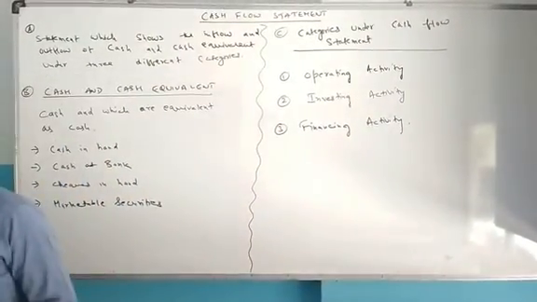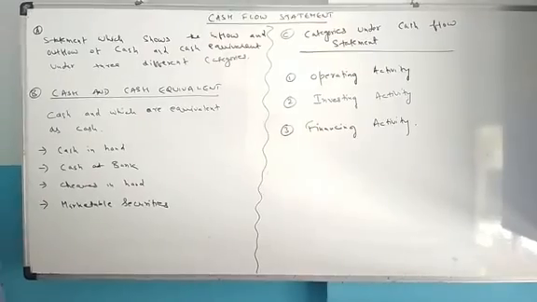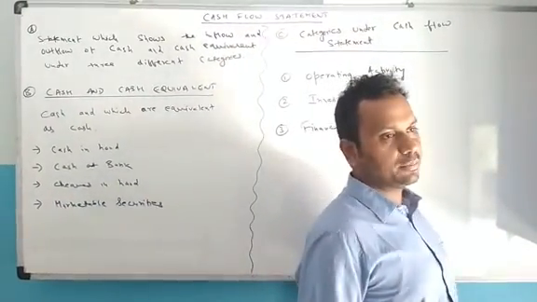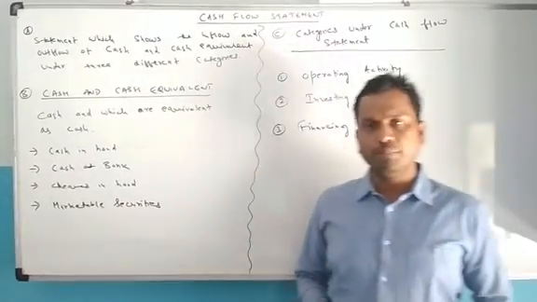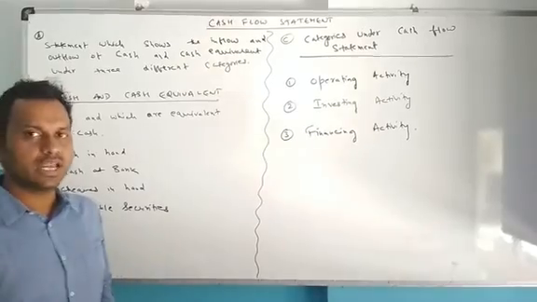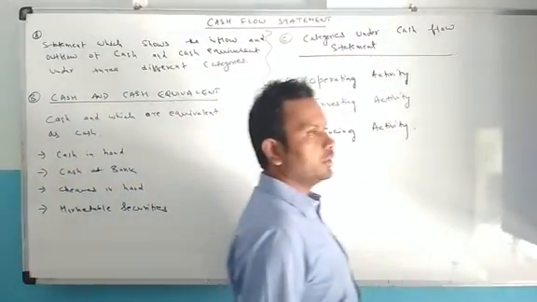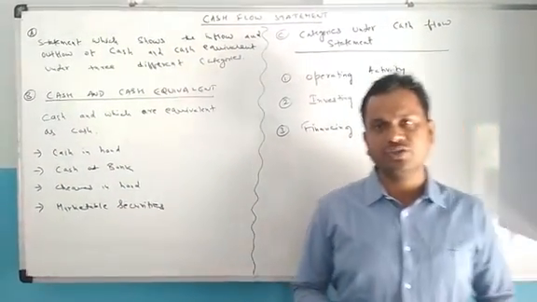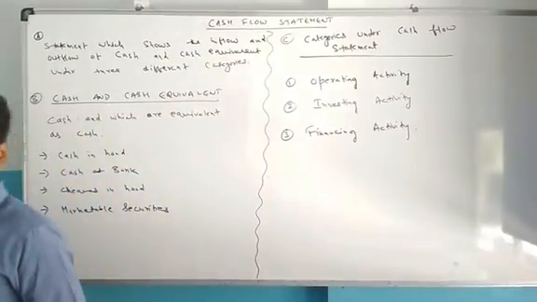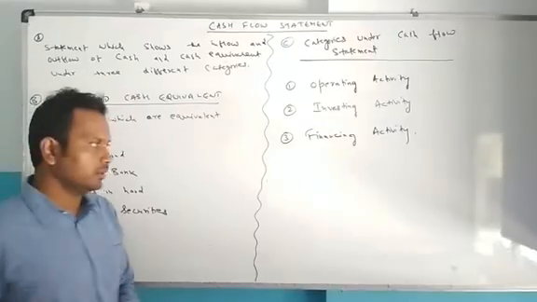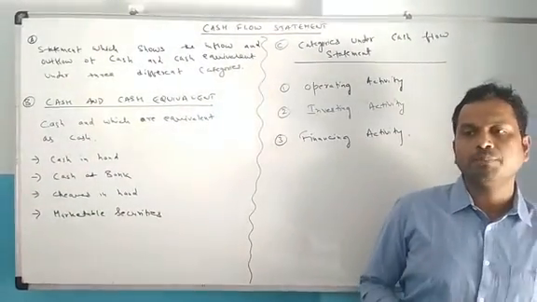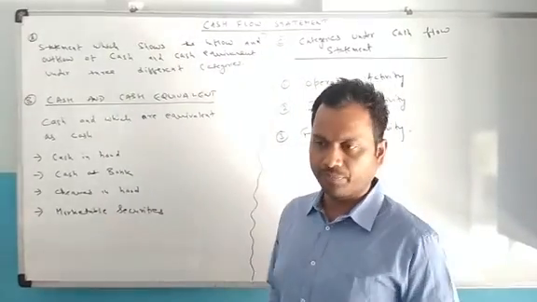Today we are going to study about cash flow statement. Cash flow statement is a statement which a company has to prepare as per Accounting Standard 3. There are two ways in which cash flow statement can be prepared. Number one, direct method, and number two is indirect method. As per Accounting Standard 3, a company has to follow indirect method.